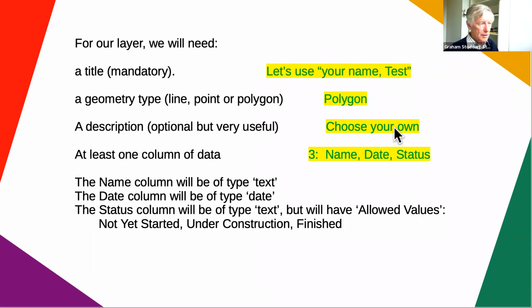There will be the opportunity to put in a description, choose your own, and we're going to need at least one column of data. For our purposes, we're going to create three: a name, a date, and a status column for each record. The name column will be typed text. The date column, amazingly, will be typed date. And for the status column, we're going to put in something called allowed values, just to show you what they are. This is how you create a drop-down list for people entering data to select one of the values that you've put in.